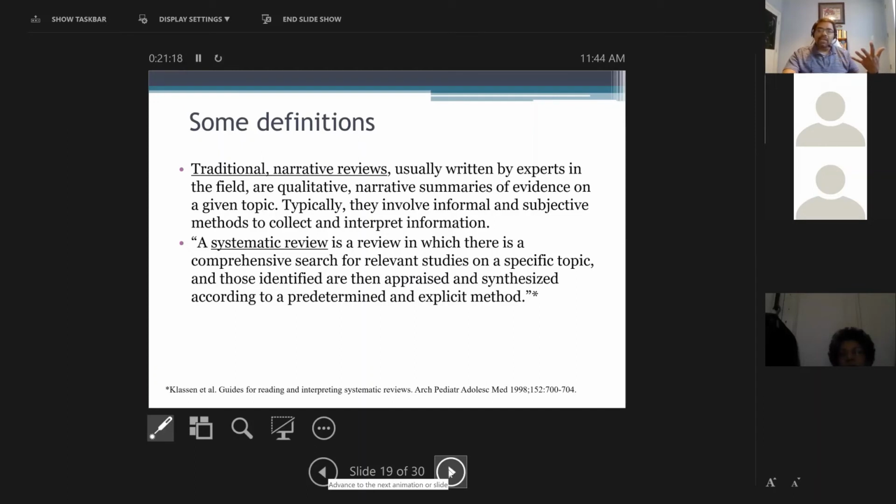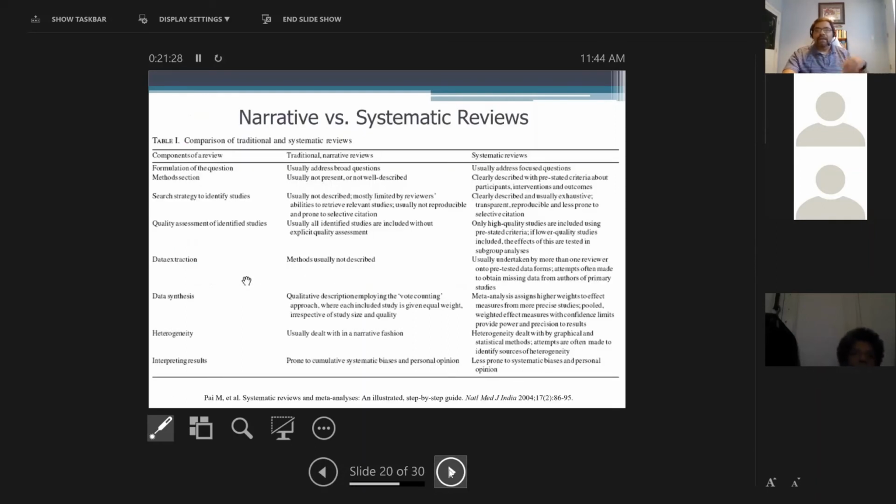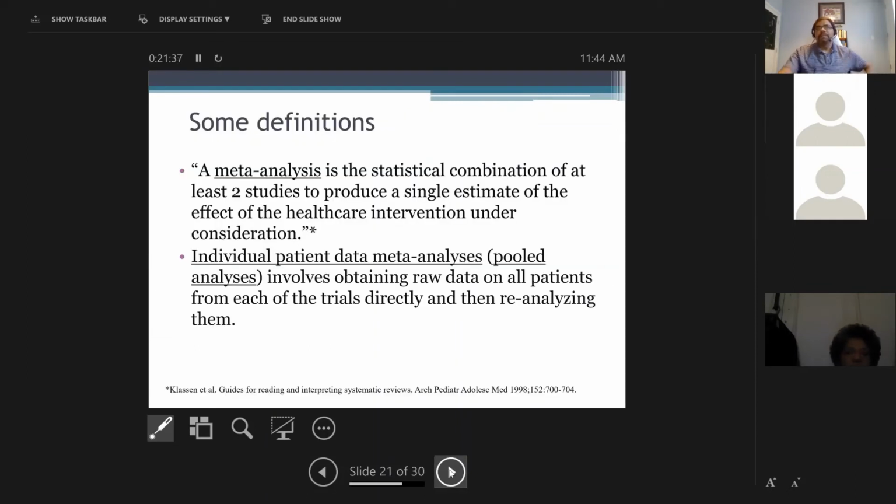But if I didn't tell you how I ended up with those studies, if I ended up including all sorts of high quality and low quality studies, then that's potentially problematic, okay? You can look at my paper where I've given you a nice table on the difference between traditional reviews and systematic reviews, okay? A meta-analysis, by definition, is a statistical combination of at least two studies.